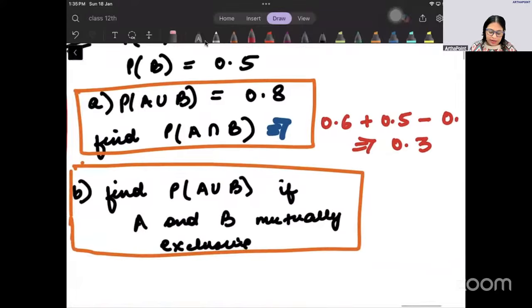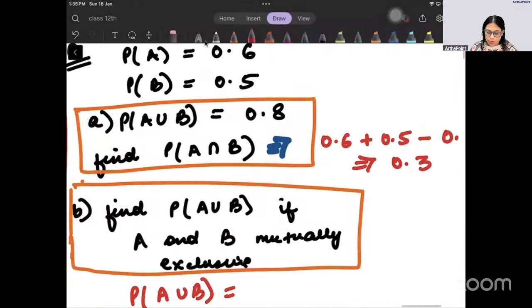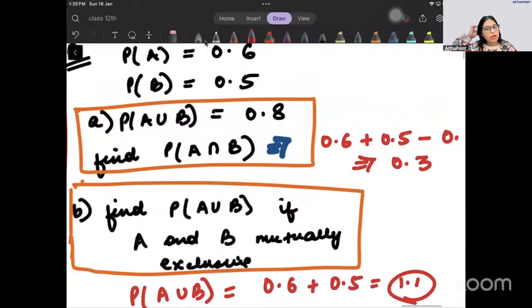And in the other part, because A and B are mutually exclusive, meaning A intersection B will be 0. So A union B will become A plus B. So it will simply be 0.6 plus 0.5, which will be 1.1. So all of you are correct. Okay, now let's go ahead and move on to the next part.